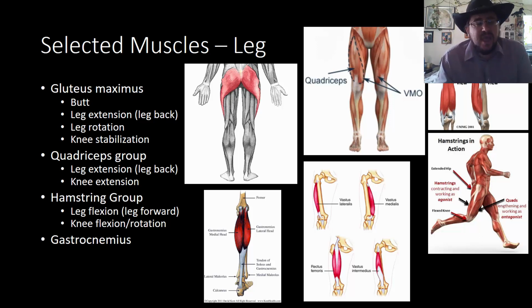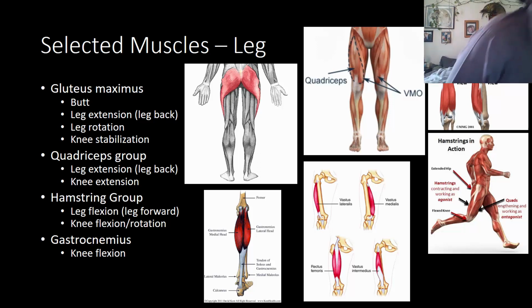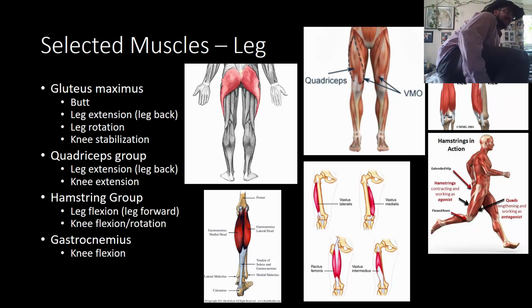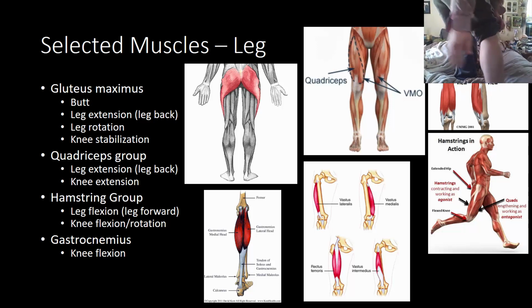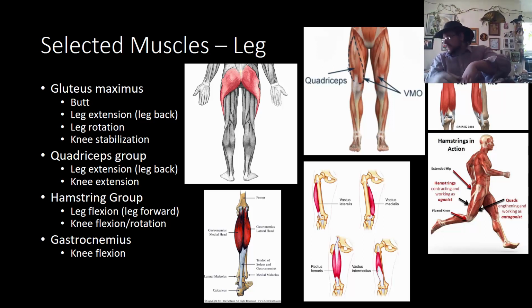And then we have our big old gastrocnemius. Gastrocnemius is your calf. Gastrocnemius. So close to done. Okay, so the gastrocnemius helps flex the knee, just like with the hamstring, and it also moves the foot around a touch.